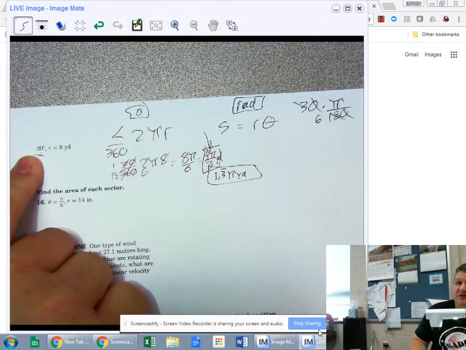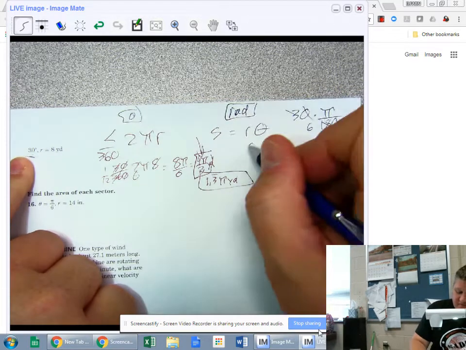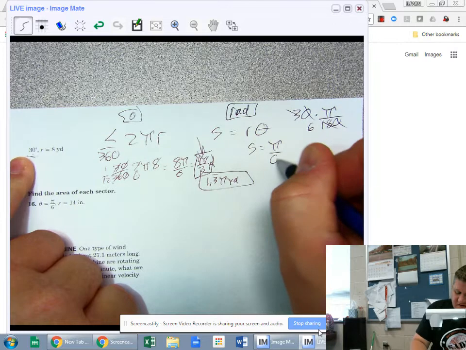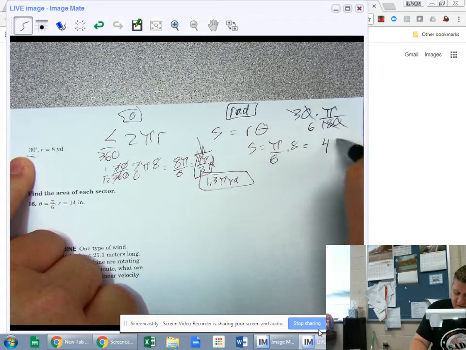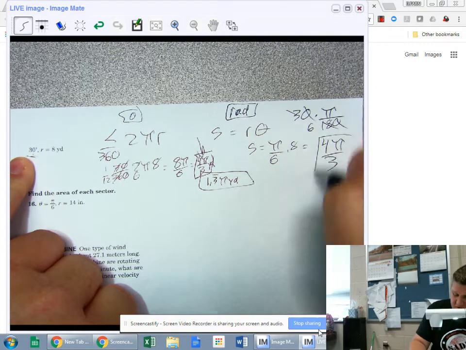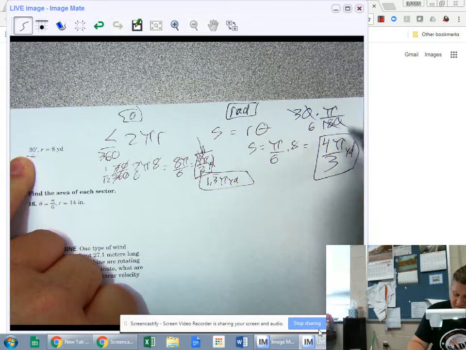Pi over 6, do we agree? So we have S equals pi over 6 times 8. Answer is still 4 pi over 3. So you'll notice it comes out the exact same way.